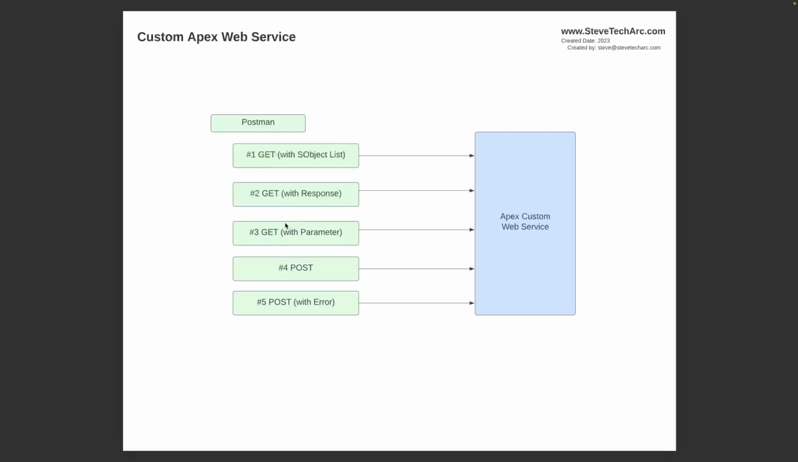We're going to be walking through 5 examples of custom web services. Number 1, we're going to walk you through a get using a standard S-object list. 2, we're going to then wrapper this with a JSON response. 3, we're going to add in parameters. And 4, we're going to switch and show you using a post statement for like an insert. And then 5, we're going to show you how to return an error message.